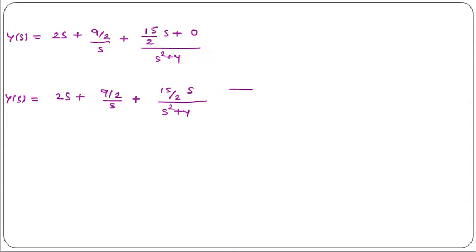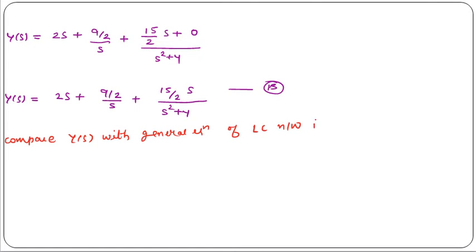Now suppose this is equation b. Now we will compare this y of s with the general equation of the LC network in Foster second form.